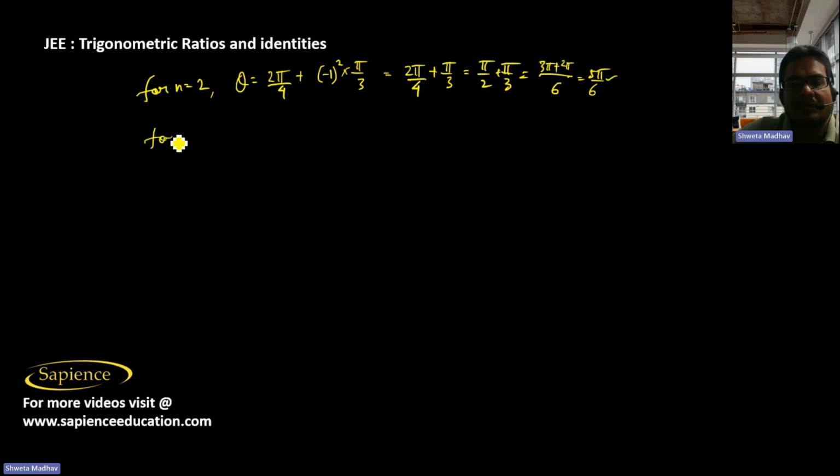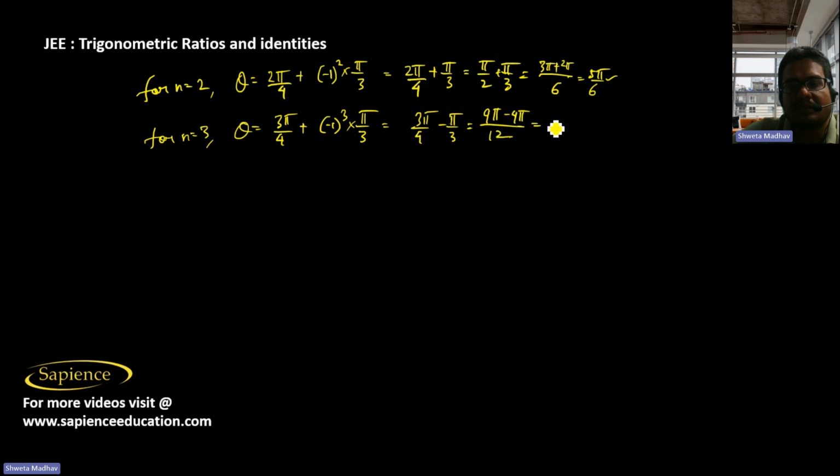And then for n equal to 3, we can say that theta will be equal to 3 pi by 4 plus -1 whole power 3 into pi by 3. So this will be equal to 3 pi by 4 minus pi by 3. So this will be 3 4s are 12 and 4 3s are 12. So this is 9 pi minus 3 4s are 12, 5 pi. So this is 5 pi by 12. This also we can take.